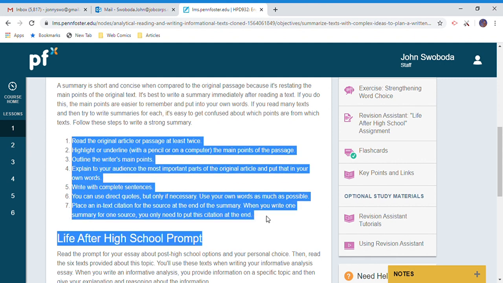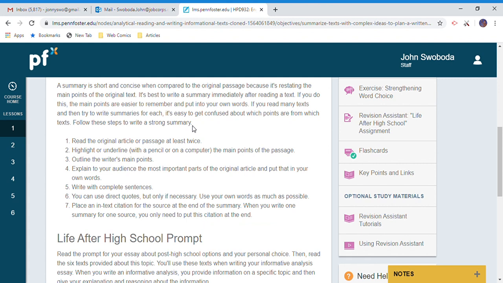We're going to read the original article or passage at least twice. In my example here, I'm going to read it once and then just sort of go back over it a second time, hitting the main points of it. Highlight or underline the main points of the passage, outline the writer's main points, explain to the audience the most important parts of the original article, and put it in your own words, write with complete sentences. You can use direct quotes, but only if necessary. Place an in-text citation for the source at the end of the summary.